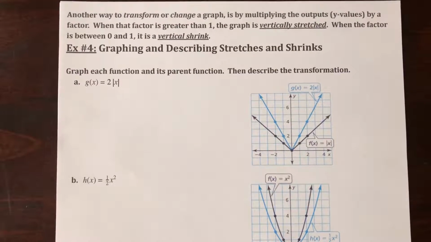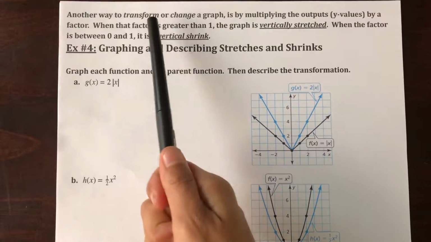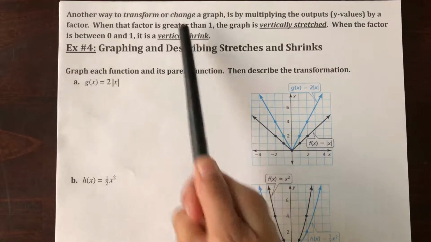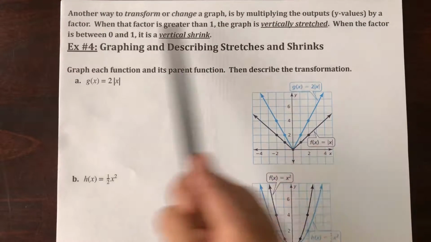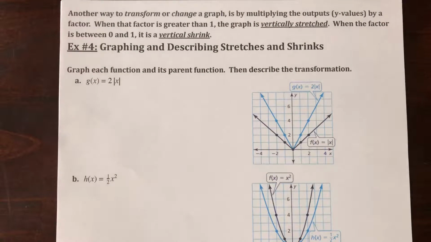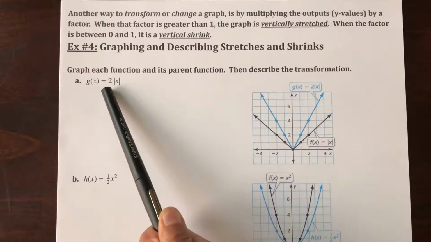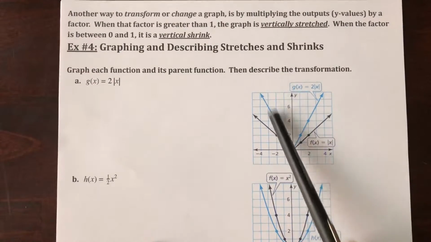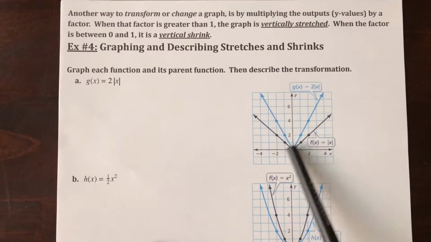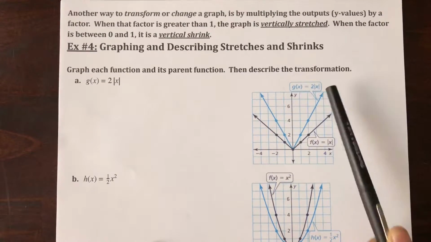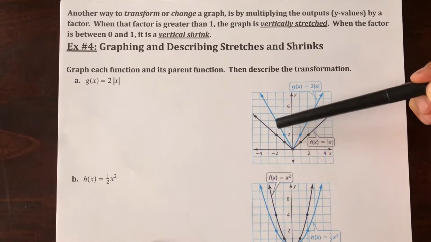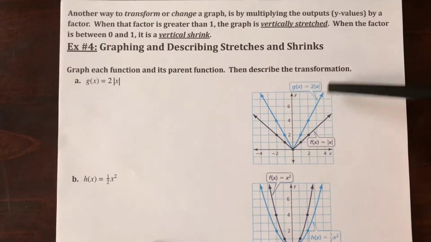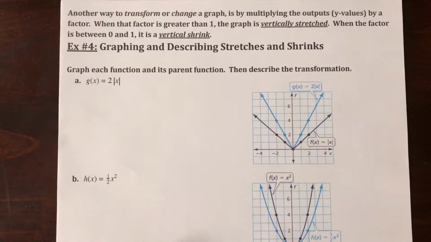1.1 example 4. Another way to transform or change a graph is by multiplying the output values by a factor. When you multiply by a factor greater than 1, like 2, it doubles your outputs. So it stretches it vertically. So you can see our original function and our 2 became a 4, right? So it stretched it vertically, vertical stretch.